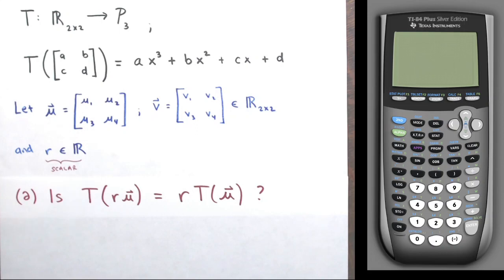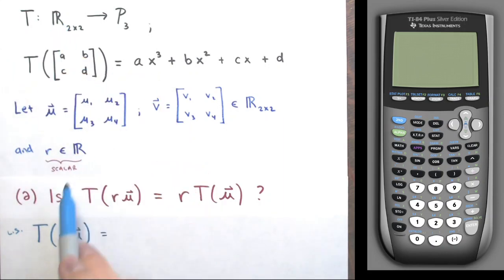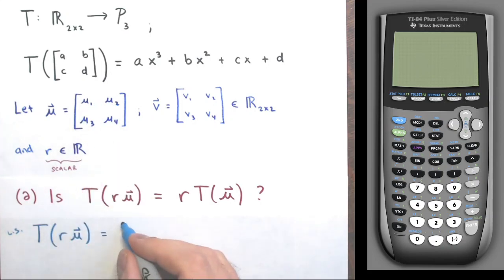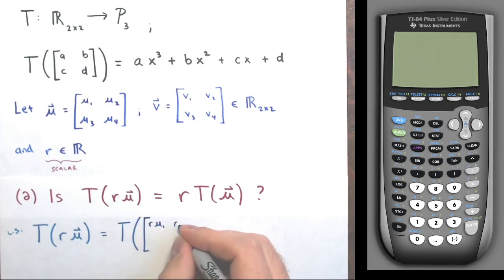So as I did with the last one, let's take a look at the expression on the left side. I'll call this LS. So what does T of ru look like? What is the image of r times u? This is telling me I do scalar multiplication first. And this is scalar multiplication in R 2 by 2, in this vector space in the domain. Remember, u is a matrix, and this is doing scalar multiplication of a matrix. I said it was the standard definition of scalar multiplication here, so I'm just multiplying each entry by r. So this is T of the 2 by 2 matrix ru1, ru2, ru3, ru4.